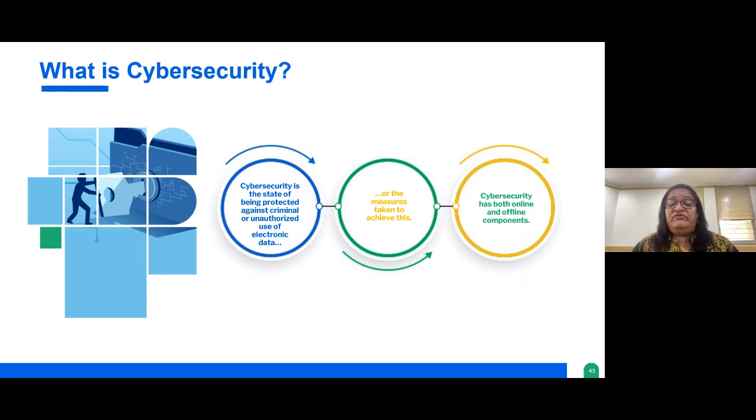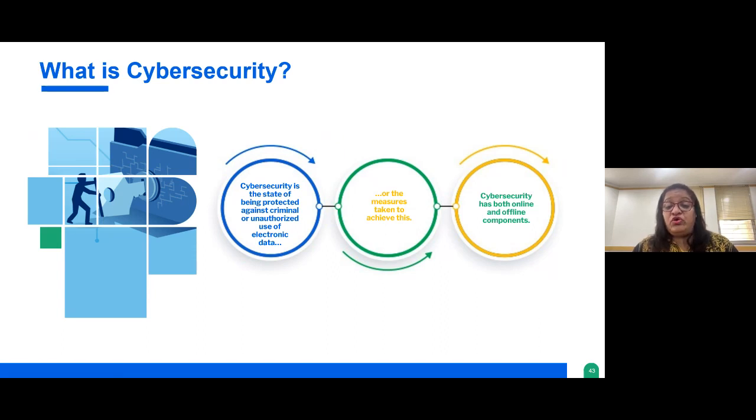The most important part when we talk about cyber safety is that it is the state of being protected against the criminal. Very important. It talks about the possibilities of you not getting attacked or victimized. So it protects you against theft, damage, and unauthorized access to your digital assets.